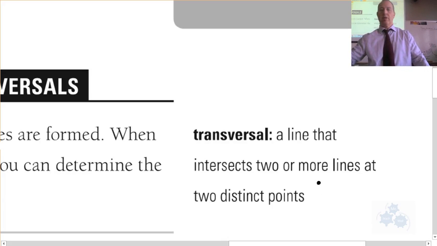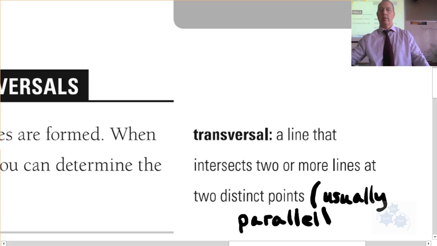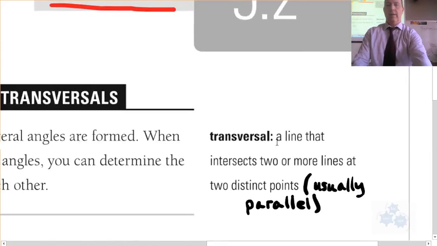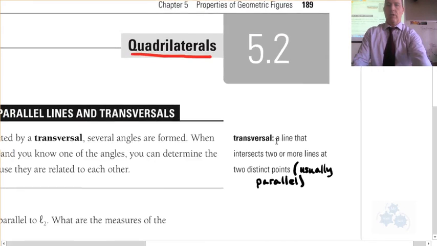And I will just put this here. What should I put here? We're going to be mostly dealing with parallel lines. So I'll say usually parallel. So a line that intersects two or more lines at two distinct points would be the complete full definition there. And usually parallel lines are what we're going to be dealing with. All right.